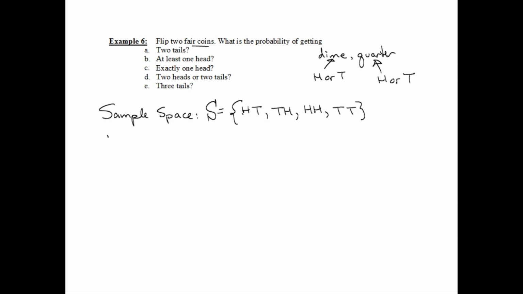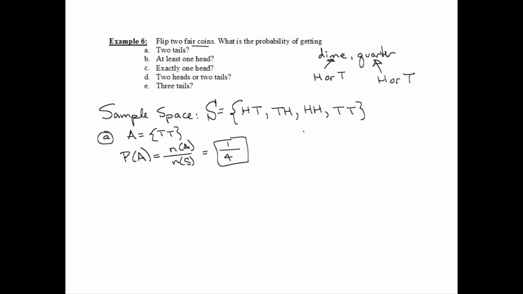Okay, so if we look at A, let's first write down our event. Okay, 2 tails. So there's only 1 item in it. So what is the probability of A? Well, it's going to be the number of elements in A divided by the number in the sample space. So how many are in A? 1. How many are in the sample space? 4. So our probability is 1/4.